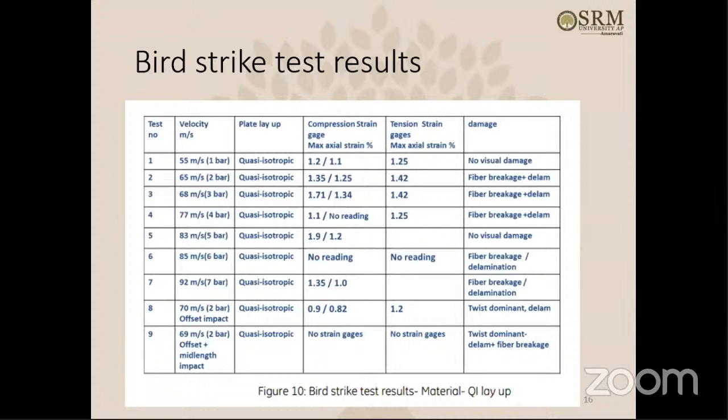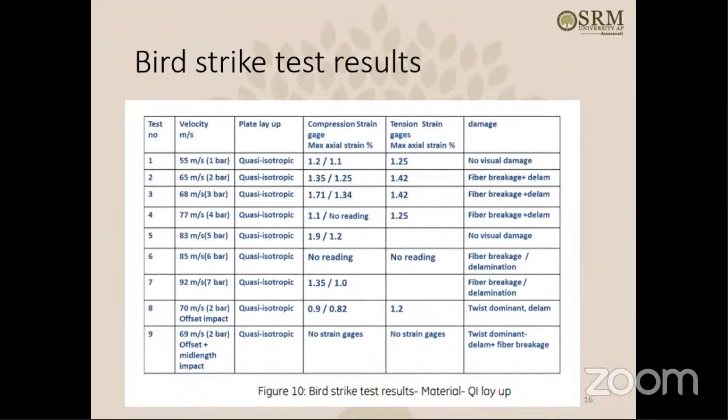Okay, but if you look at the case number 8, that is showing clearly delamination kind of failure, no fabric failure. Very interesting. The case number 8 is a delamination kind of failure, and why? Because it's the offset impact.